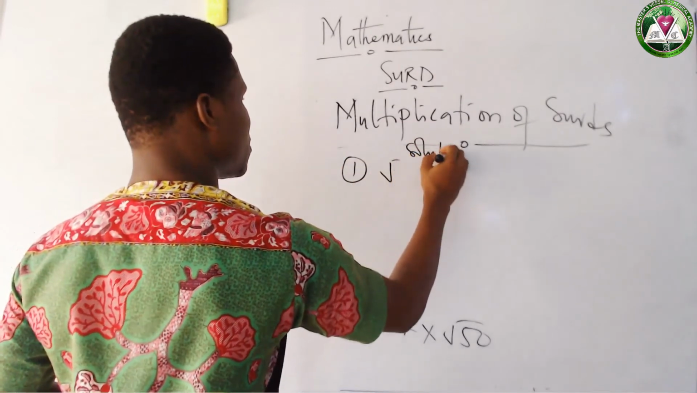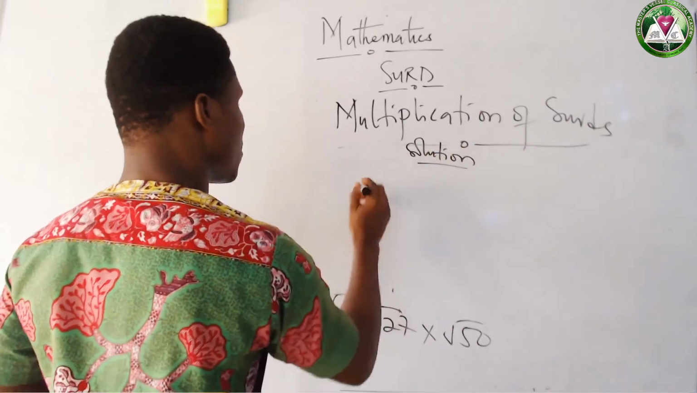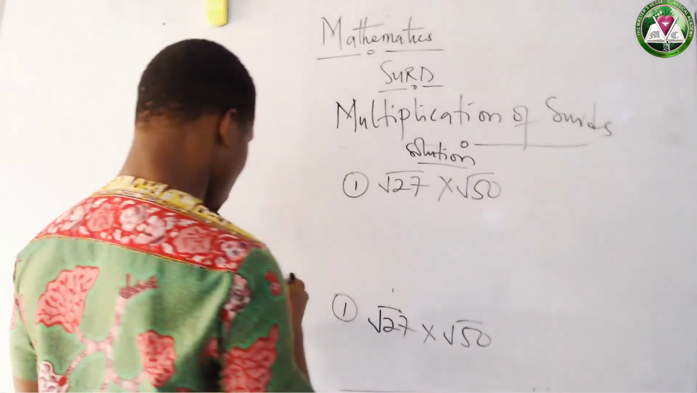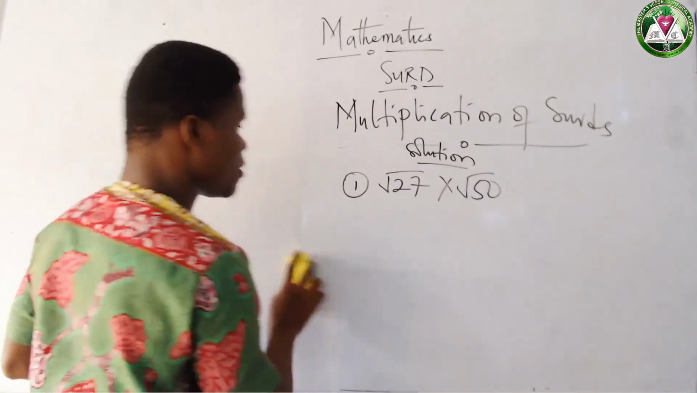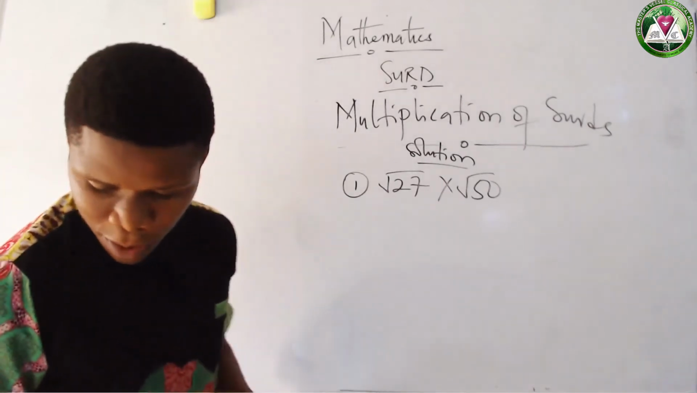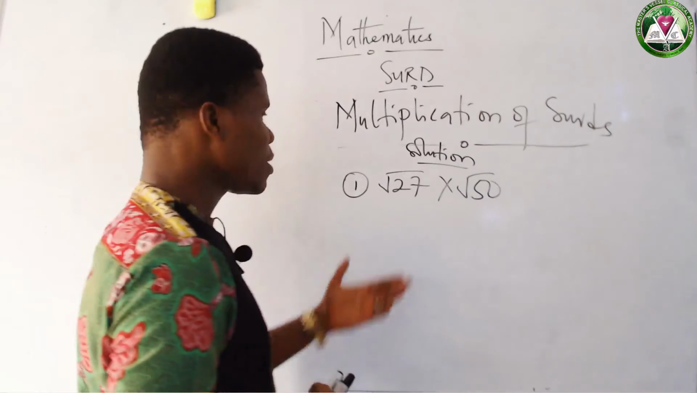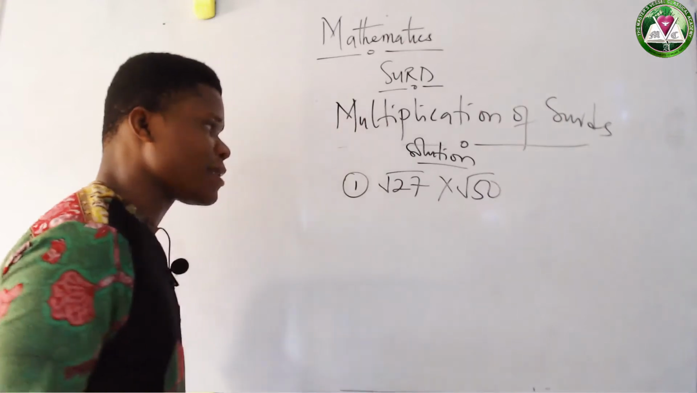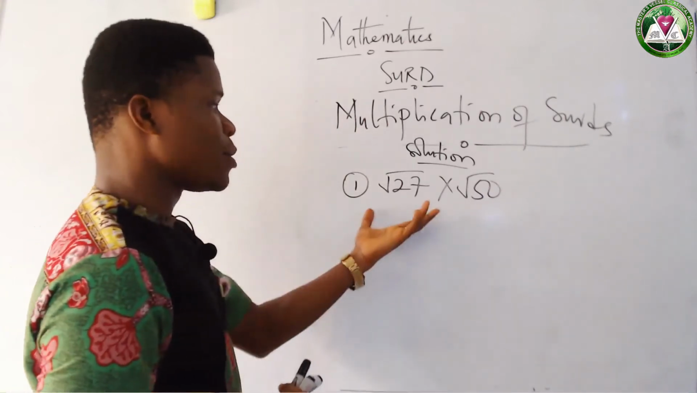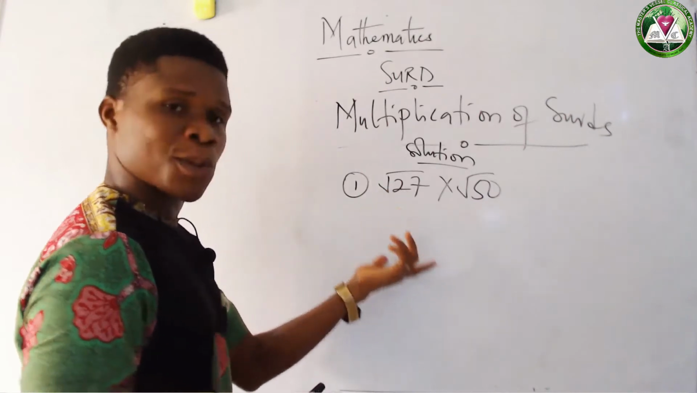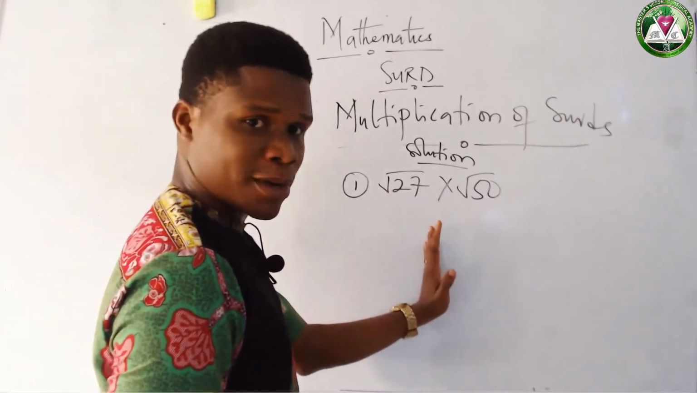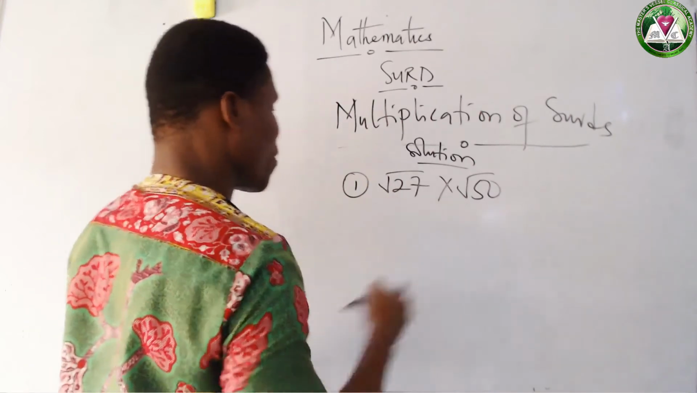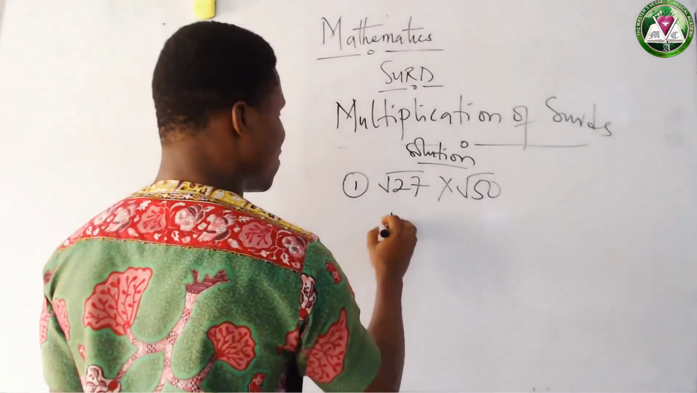So solution. Root 27 times root 50. So how do we multiply this one? So I told us we can go ahead to put them into one root and multiply. Or we can simplify and multiply. So it depends. The numbers are huge. So putting them into one root might be big for you. You might need the aid of a calculator, which is not supposed to be like that. You're not supposed to use a calculator in surds. So what we do to make it easier for us, you can put them in one root, or you can do this one. You can simplify each of them.